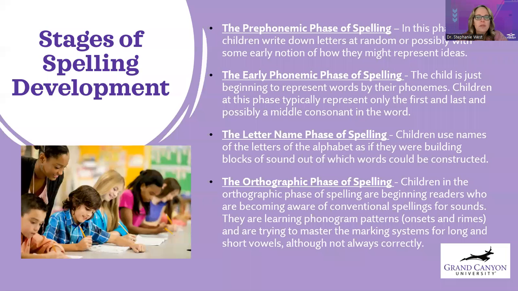So here are the stages of spelling development. So you've got the pre-phonemic phase of spelling. In this stage, the children just write down letters at random. Okay, it's kind of that invented spelling. They may just write letters, and for a word, they may put the T there for a tree, something like that.